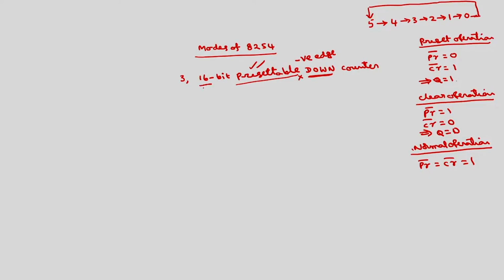Then these are 16-bit counters. We have 3 such counters: counter 0, counter 1, counter 2. The counting takes place at the negative edge of the clock. Negative edge means a transition from 1 to 0.